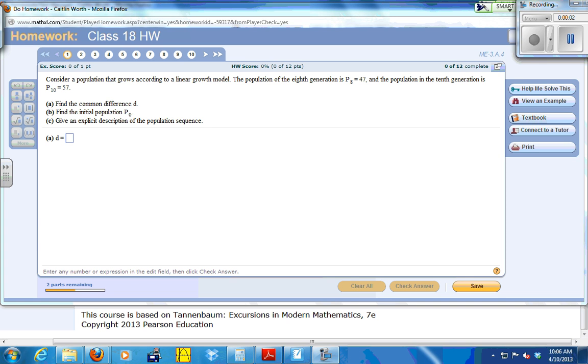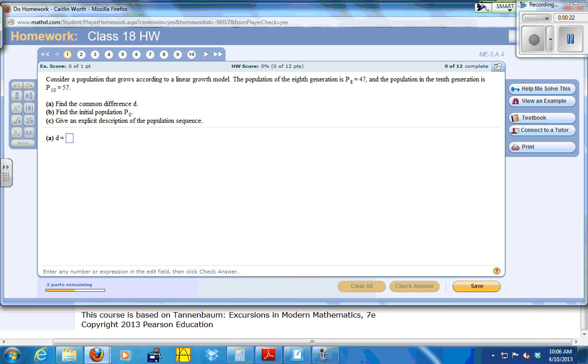Increase from P8 to P10 is 10 units, 47 to 57. And we had 2 transitions to get there, P8 to P9, P9 to P10. So my common difference has to be 5, right? I went up 10 units over 2 transitions, so each transition has to be 5. So I'll type a 5 in here.